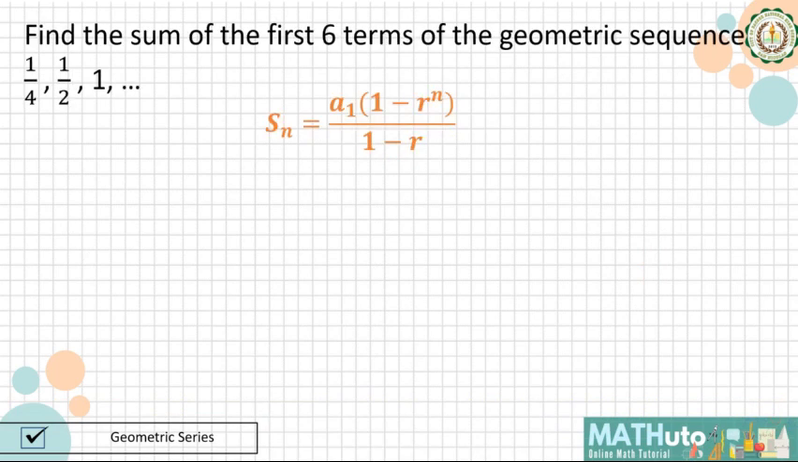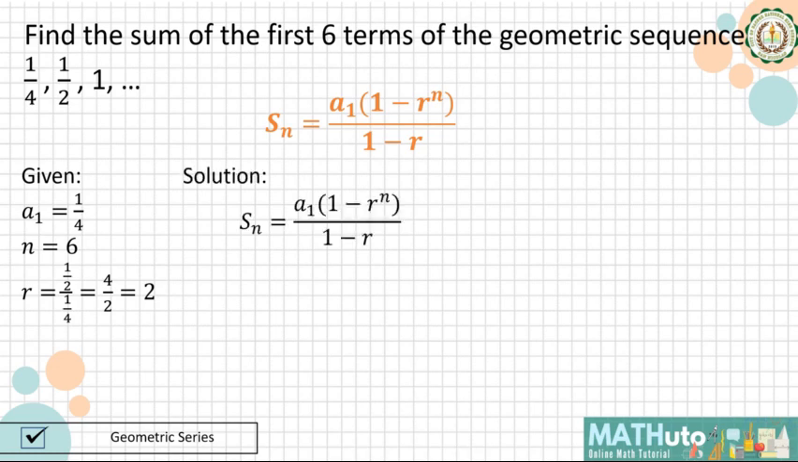Have another example. Find the sum of the first 6 terms of the geometric sequence 1/4, 1/2, 1. Let us state the given. We have a sub 1 equal to 1/4. n is equal to 6 since we are looking for the first 6 terms. And the common ratio is 1/2 divided by 1/4, which is 4 over 2. Simplified, the ratio is 2.